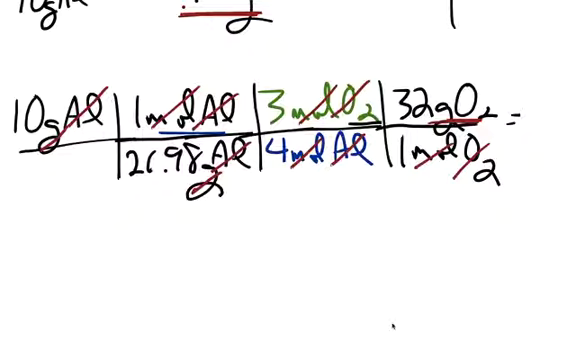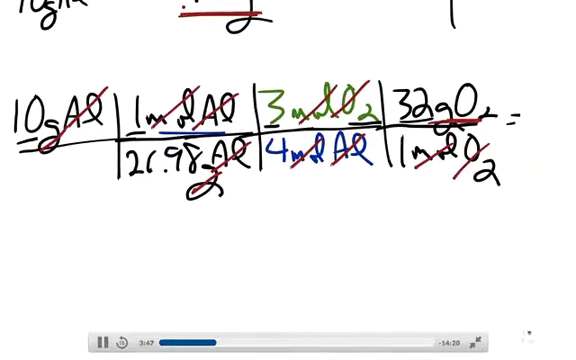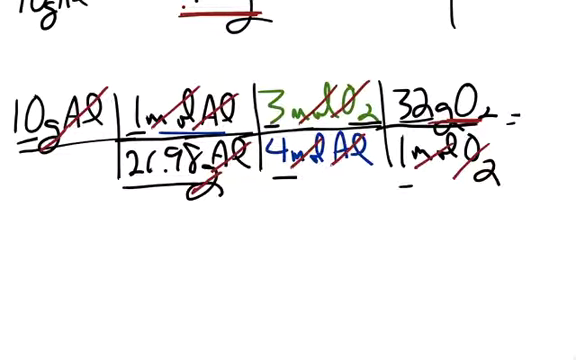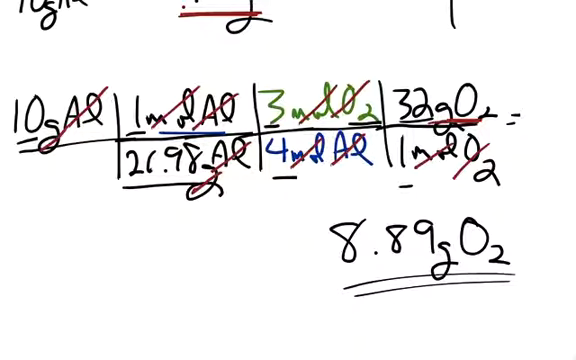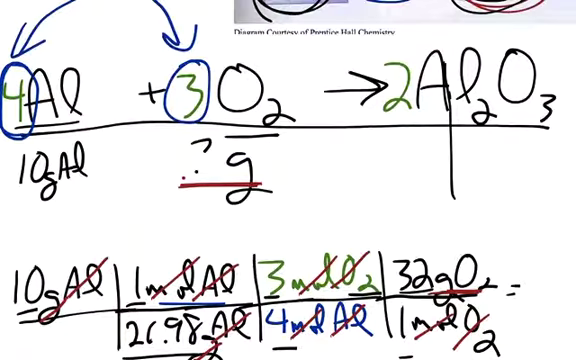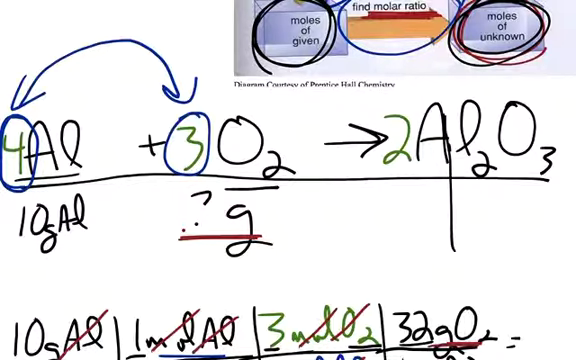Now, we still have to do the math, but the math is the easy part. We have 10 times 1 times 3, so that's 30. 30 times 32, so we get somewhere around 900 or so. We'll divide that by 26.98, divide it by 4, and finally 1. For a final answer, I get 8.89 grams of oxygen. So I know exactly how much oxygen needs to react with my aluminum. That's very good if we're running industrial processes. We know exactly how much of each of our reactants we need to make the products that we want.